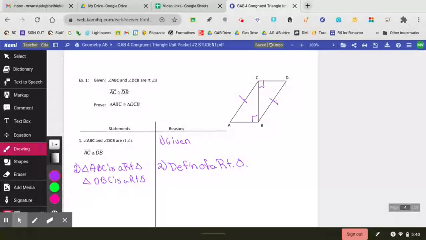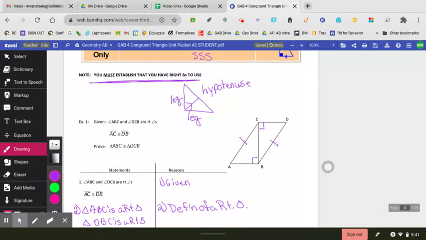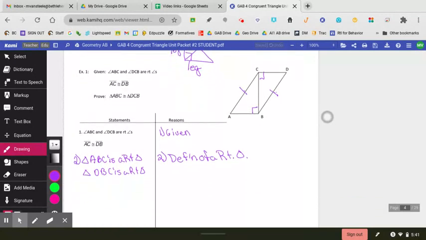Remember, in a right triangle, I'll draw this up here. In a right triangle, the side across from the right angle is our hypotenuse. And the other two sides are what we call legs. So I know the hypotenuse. So I have two of my pieces of information. I have that as right triangle and I have the hypotenuse.